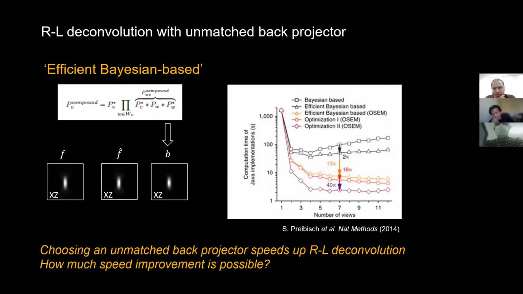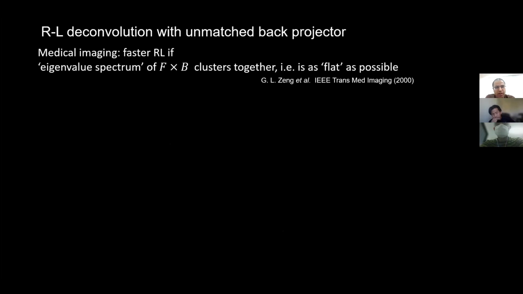We read this and wondered, how much speed improvement is possible in principle? Again, if you go back even further in the literature, you find that really there's nothing new under the sun. Some radiologists back in 2000 showed this intriguing result that you get faster Richardson-Lucy if the eigenvalue spectrum of this product of projectors F times B clusters together, or is as flat as possible.